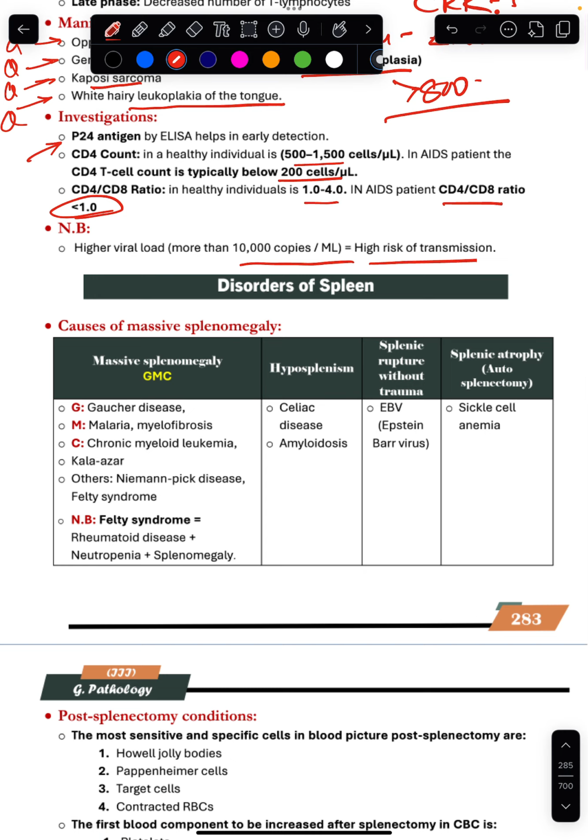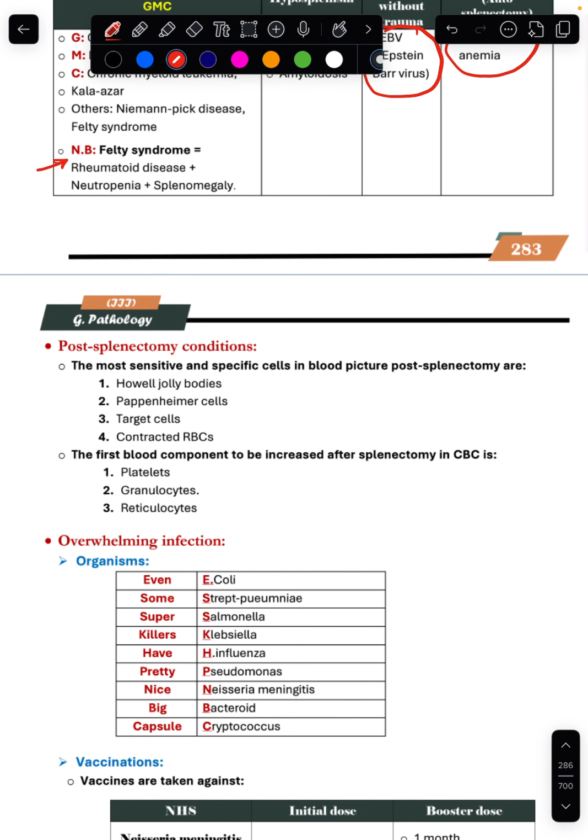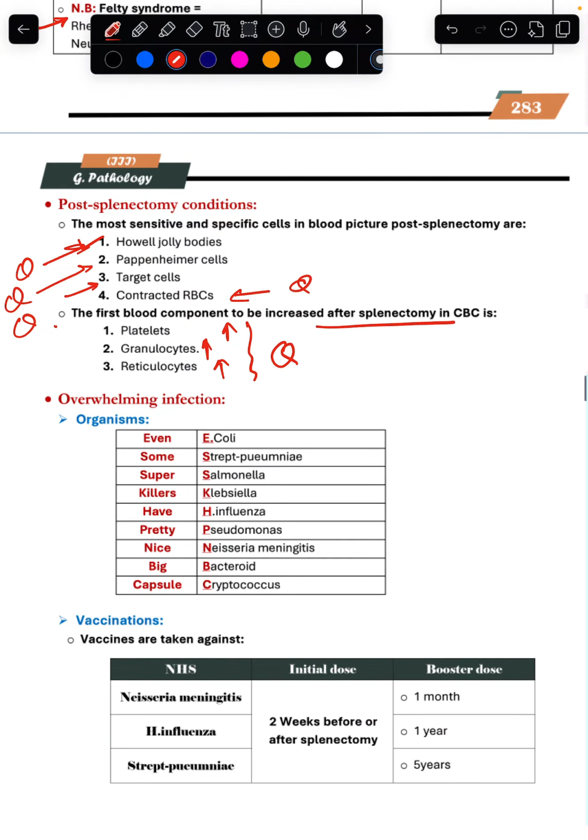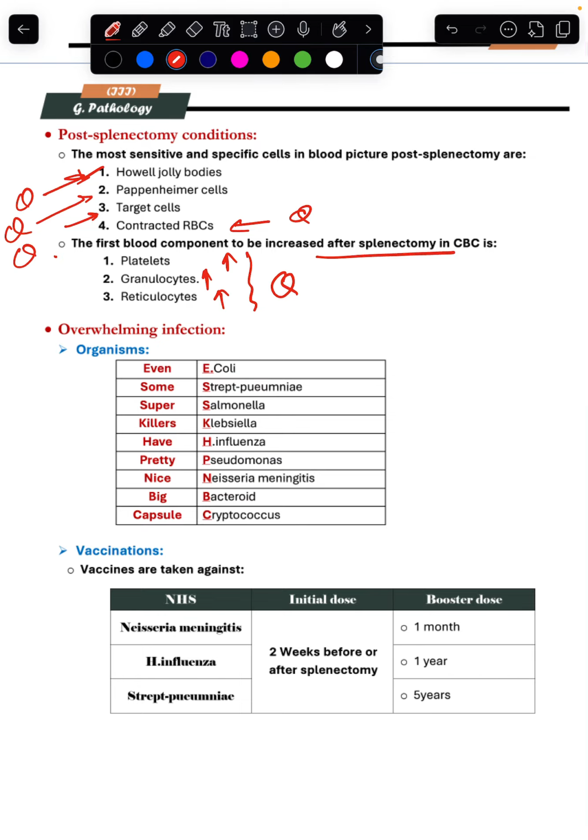So, disorders of the spleen. Massive splenomegaly: CML, Gaucher's, malaria, chronic myeloid leukemia, Niemann-Pick, Felty's syndrome, rheumatoid arthritis. Hyposplenism: celiac disease. Splenic rupture without trauma is Epstein-Barr virus, and autosplenectomy is sickle cell anemia. Post-splenectomy findings, which are questions: Howell-Jolly bodies, Pappenheimer bodies, target cells. The first blood component to increase after splenectomy is platelets, then granulocytes. These are all questions.